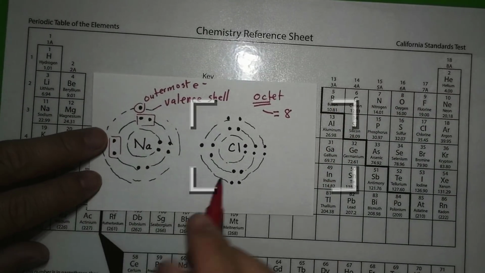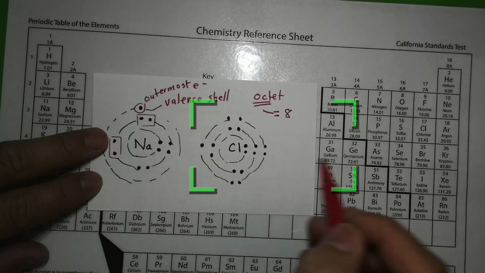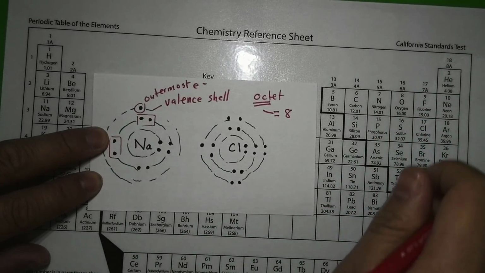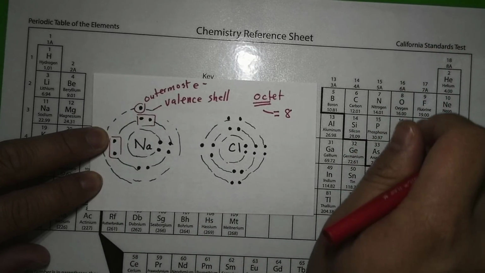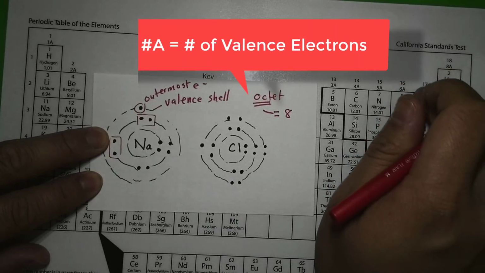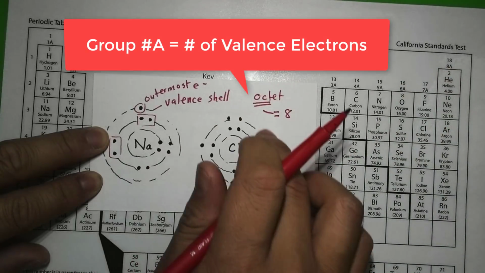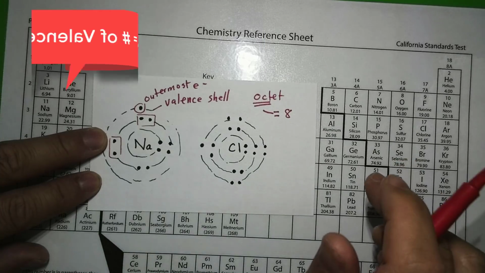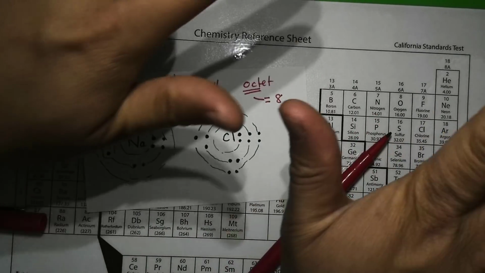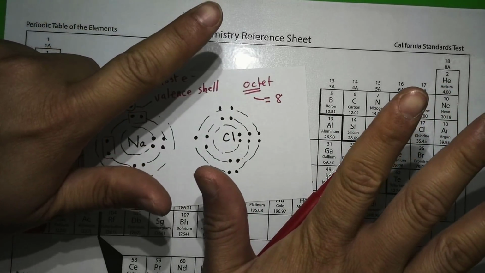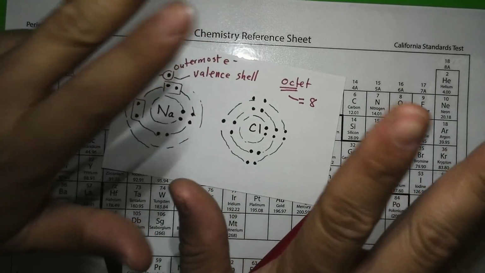So in this case, I'm looking at chlorine. Remember, chlorine is in group 7A, and the group number represents the number of valence electrons. In this case, 7A, so it has 7 valence electrons. So if you have 7, how many more do you need to be stable? Of course, 1 more. That will give us 8.